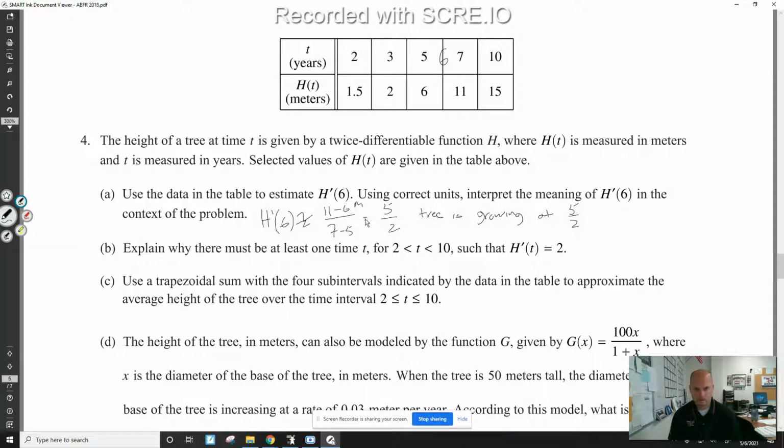What did I do? Meters on the top, years on the bottom, meters per year. Okay, you've got to make sure if they ask you for units, you provide units.